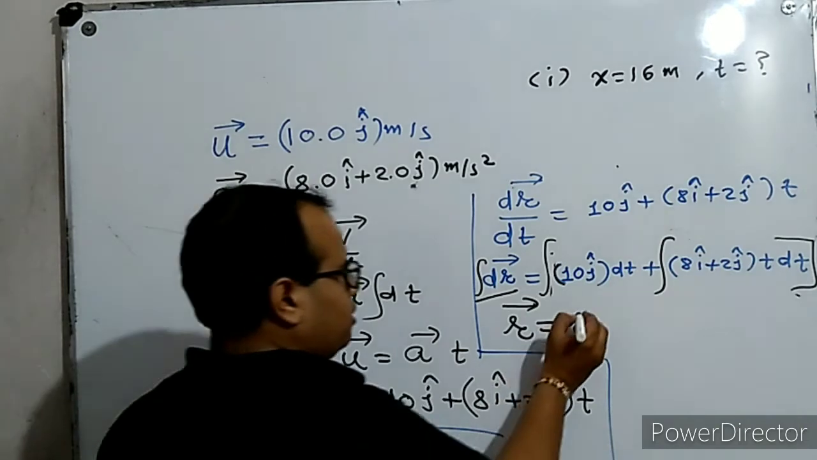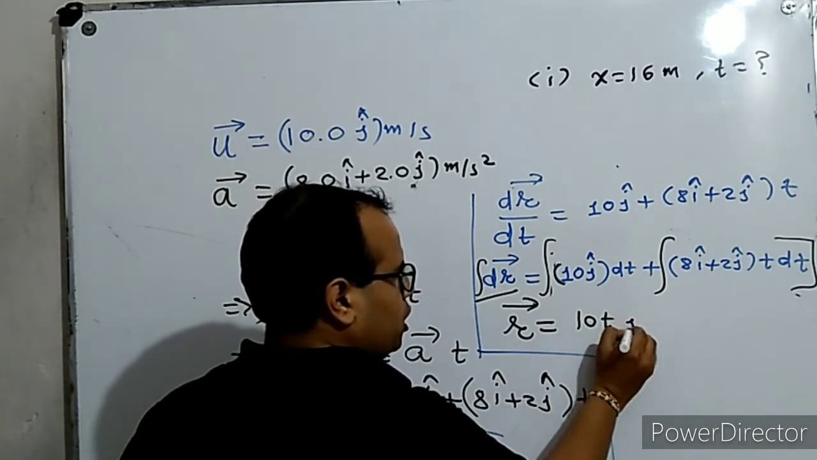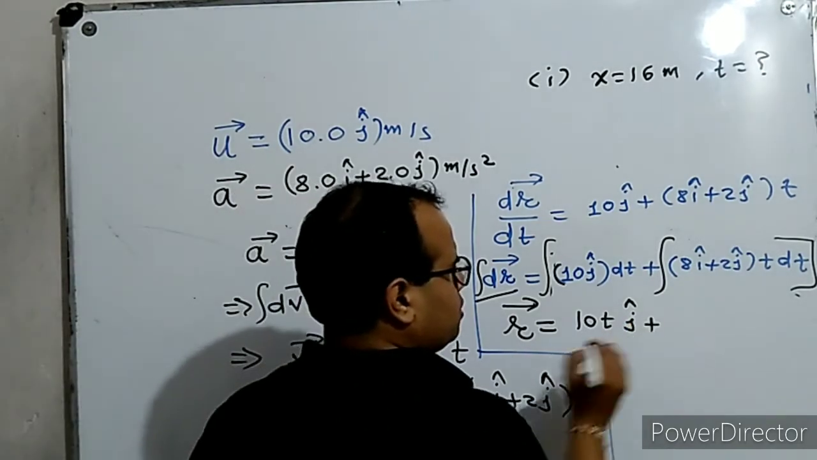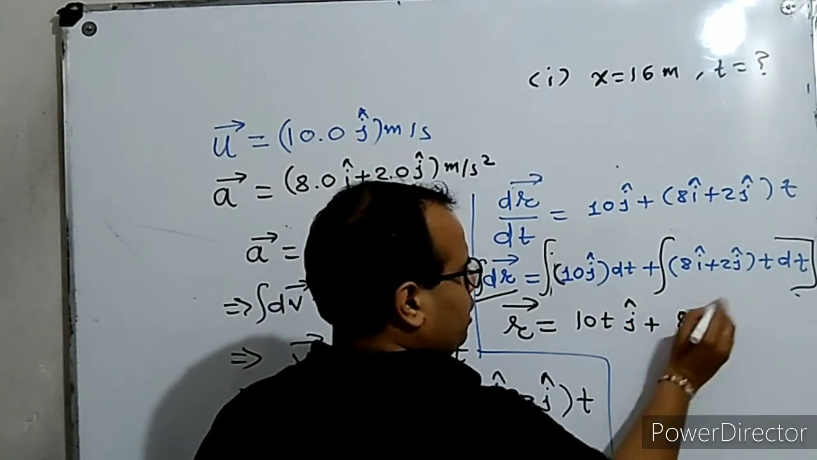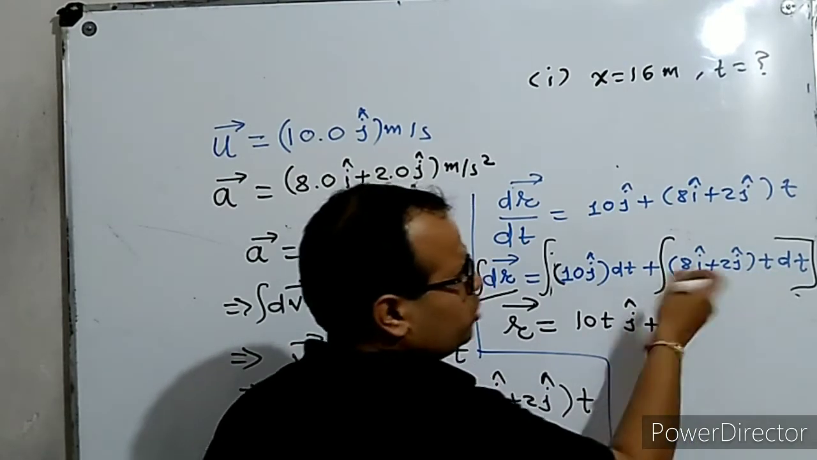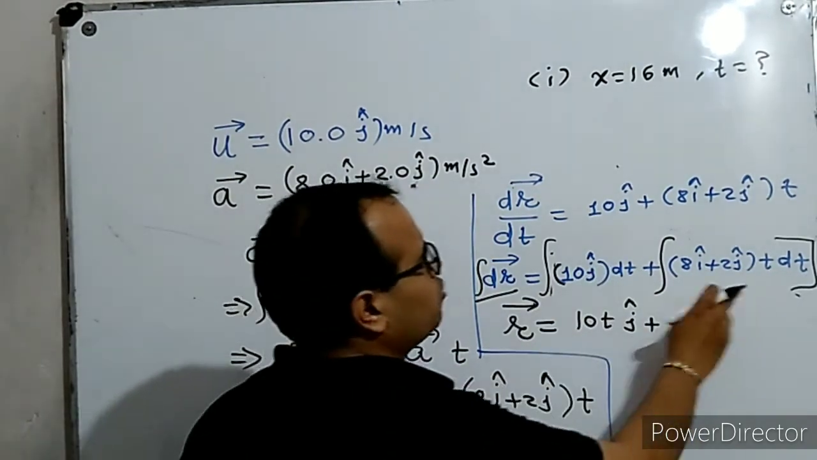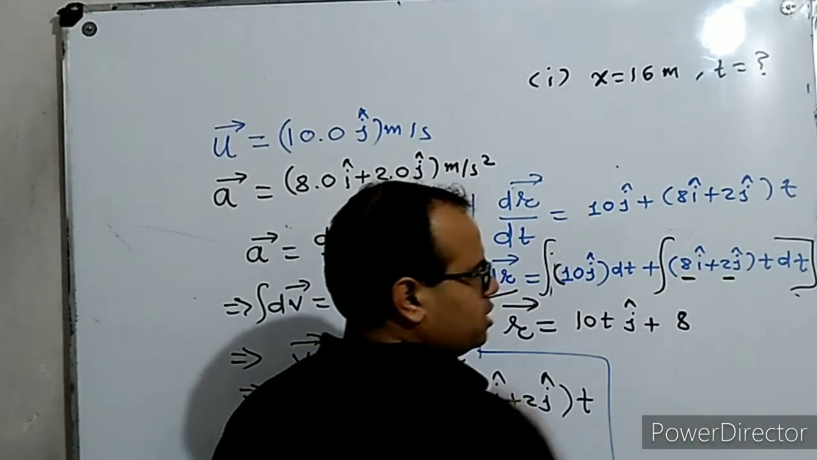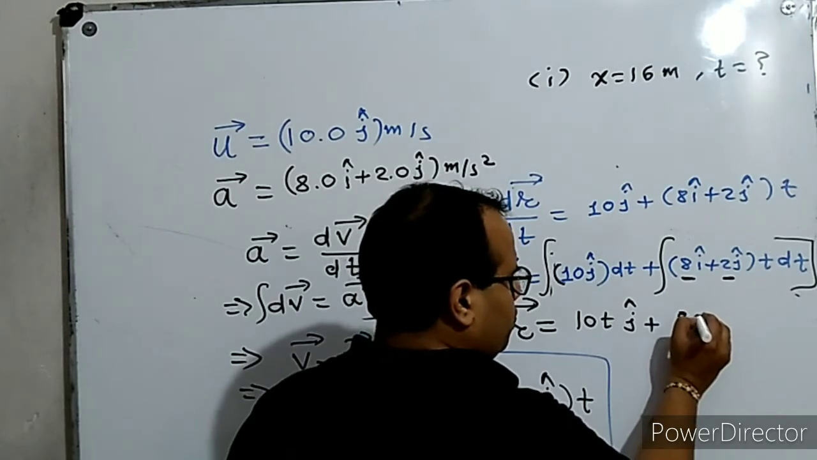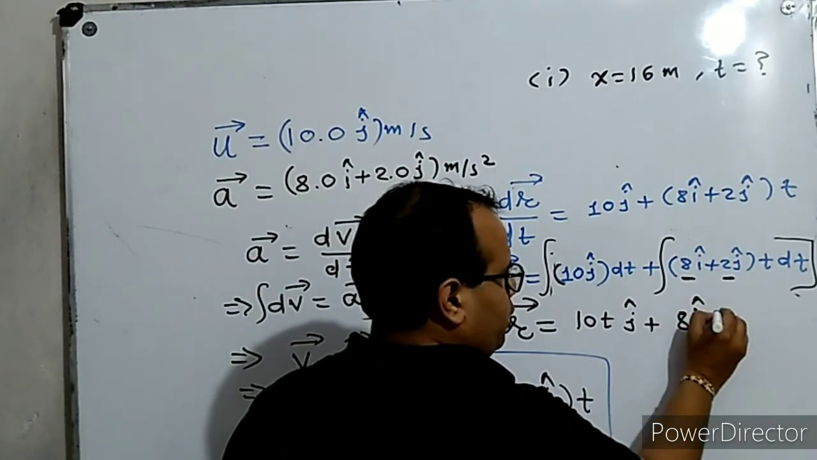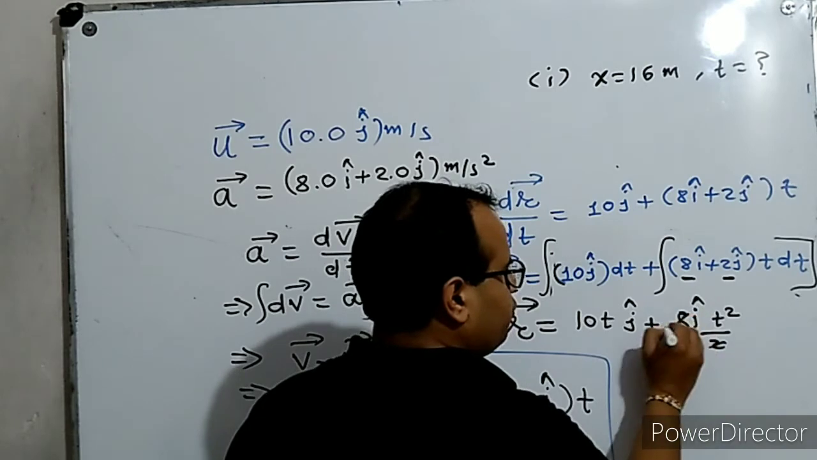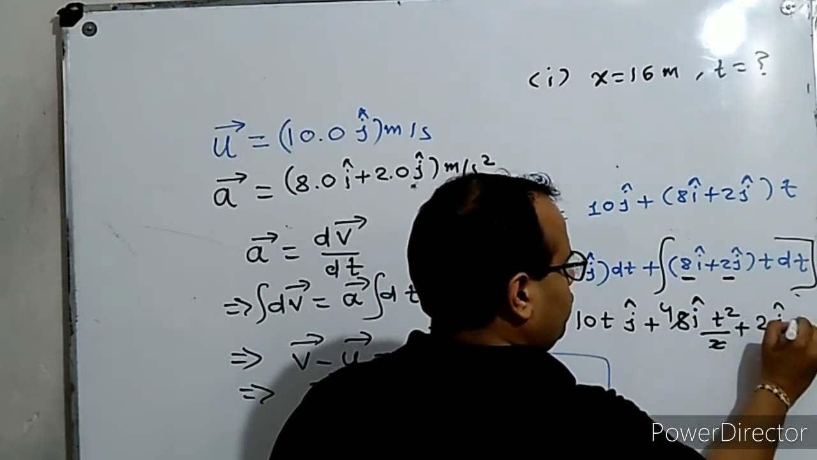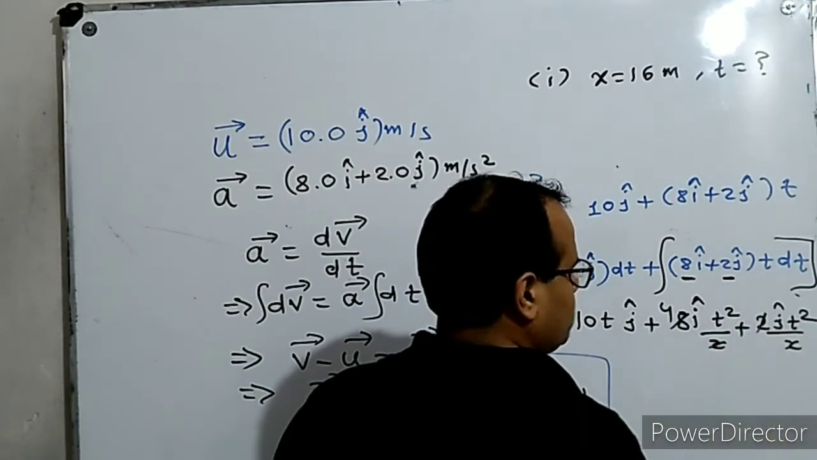So it is 10t j cap, correct? Then plus 8 and t. See, 8 i cap plus 2 j cap is actually a constant which we are taking outside. Integration of t is t square by 2, and that t square by 2 will be multiplied in both of these. So it gives you 8 i cap into t square by 2, which makes it 4 i cap, plus 2 j cap into t square by 2, so the 2 cancels.